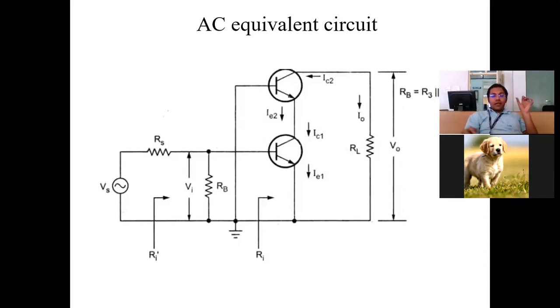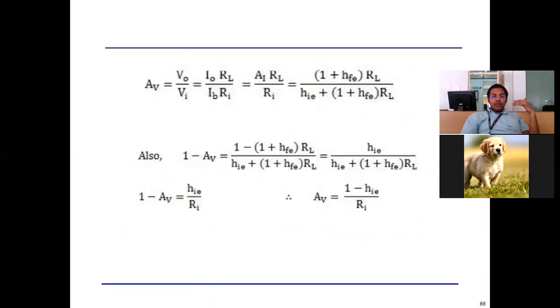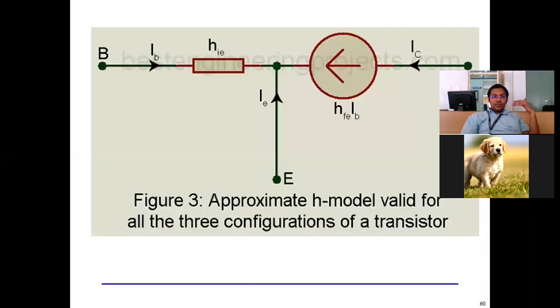It is always an advantage to remember the approximate model, a very small circuit. Let us first remember the approximate model, then it will be easier to replace. This is the approximate model. Here there are only two components. What are the two components? One is HIE, another is HFEIB. Very easy to remember.